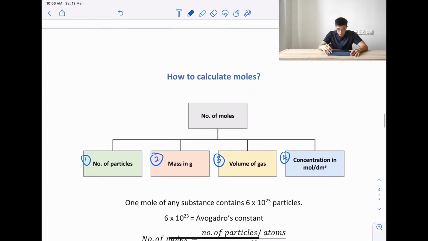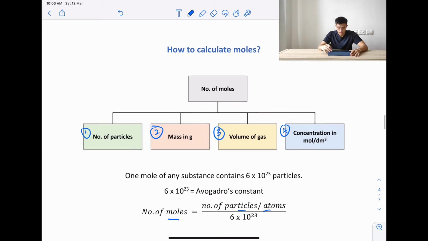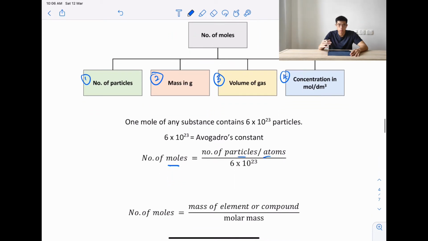First, we have the number of particles. For 1 mole of any substance, it will contain 6 times 10 to the power 23 particles or atoms. This is also known as Avogadro's constant. So to calculate the number of moles, we take the number of particles or atoms divided by Avogadro's constant. Next, to calculate the number of moles using mass, the number of moles can be determined by taking the mass of the element or compound divided by the molar mass, which we learned how to calculate earlier.